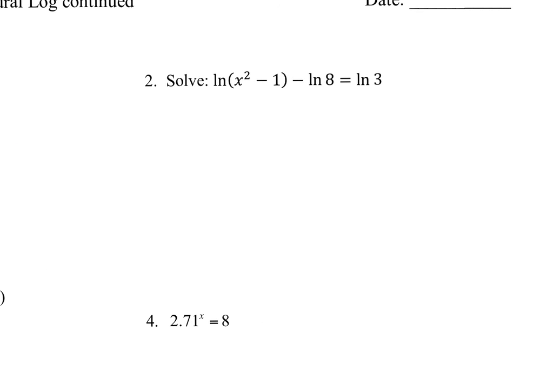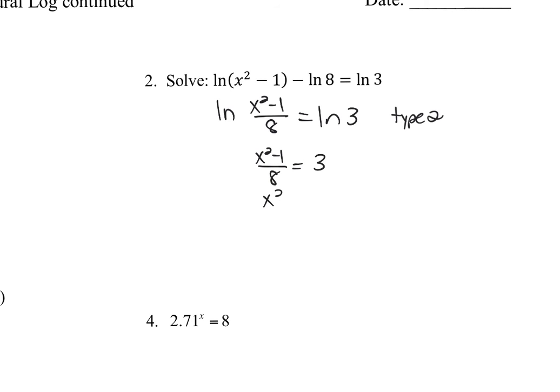Example 2, again on the left-hand side, I have the natural log more than once. I need to combine. No power rule because there's no coefficients in front. But now I will use the quotient rule because of the subtraction. So natural log of x squared minus 1 over 8 is equal to the natural log of 3. This is what I called a type 2 equation because it's natural log equals natural log, so we can just set the arguments equal to each other.